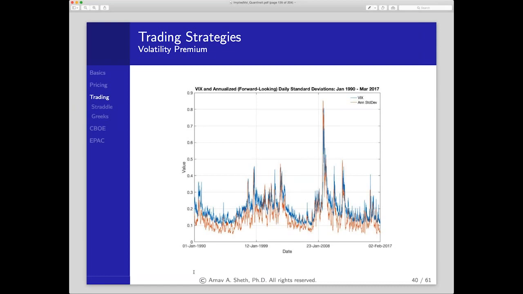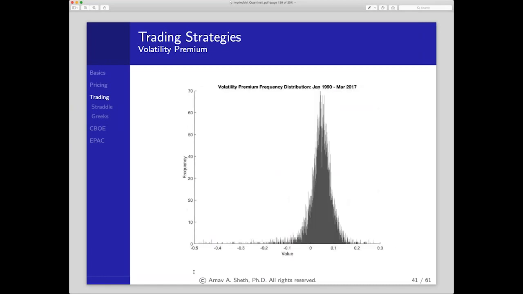So what I did here was I calculated the standard deviation. Since we're looking at history, I pretended as if I could look forward in time, and I calculated the standard deviation over the next 21 trading days, and compared it to the VIX, which is supposed to be the options expected volatility over the next 30 calendar days, which is approximately 21 trading days.